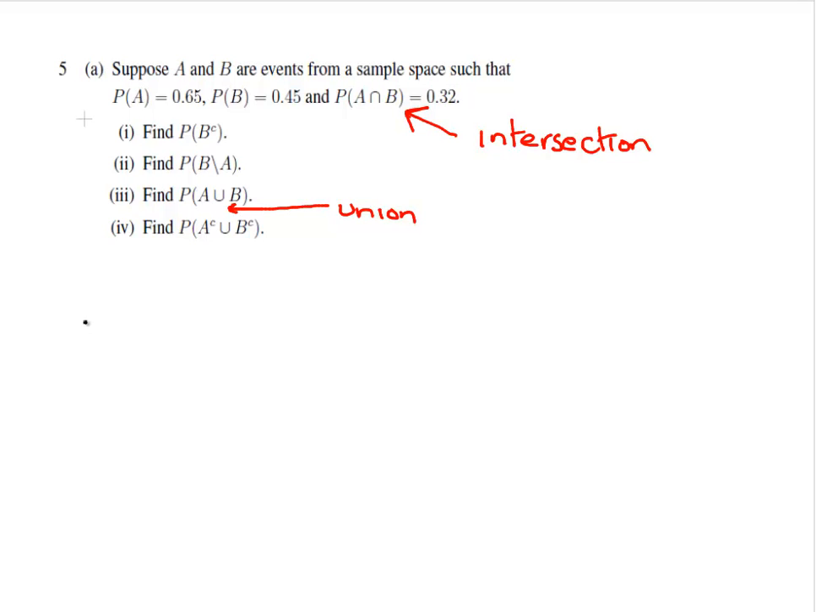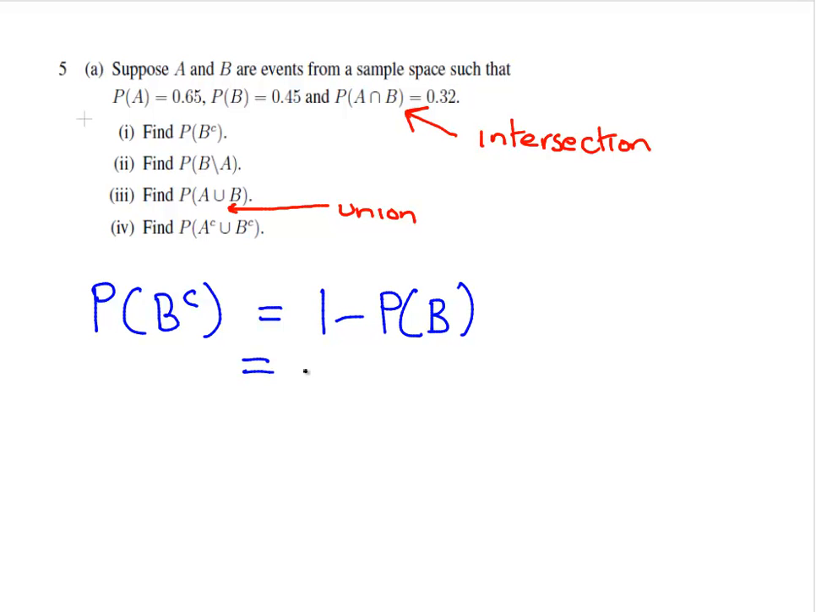Probability of the complement of B. The probability of the complement of B is simply 1 minus the probability of B, and that is equal to 1 minus 0.45, and that is equal to 0.55. Okay, so that's the first one. So the second one we'll have a look at now.